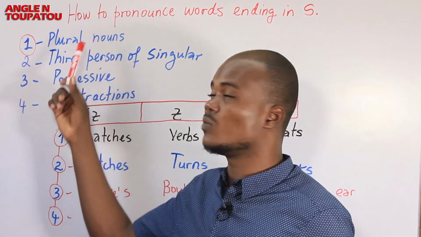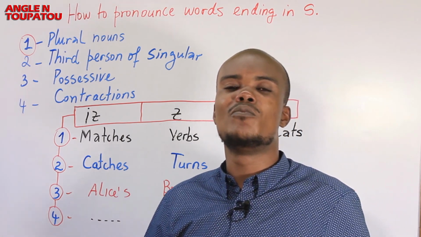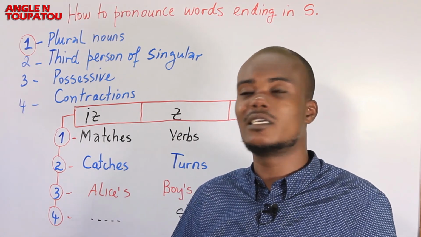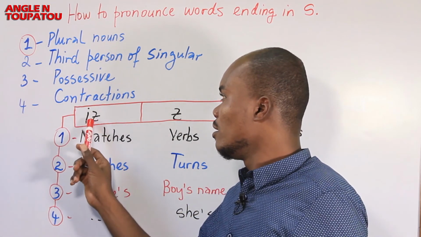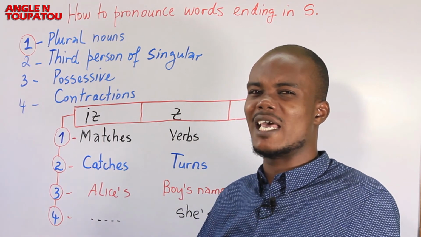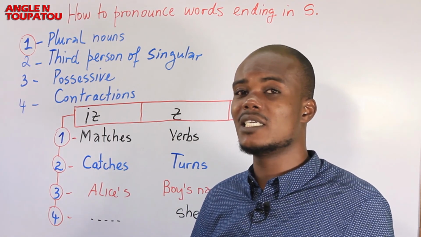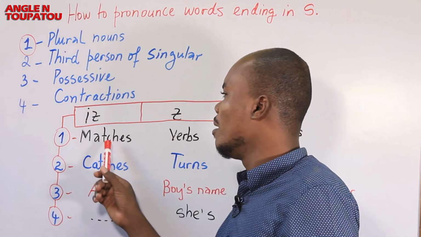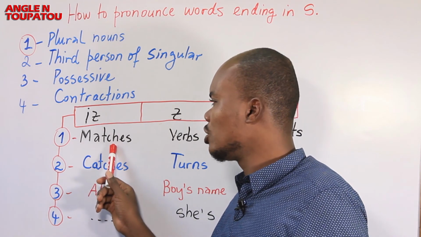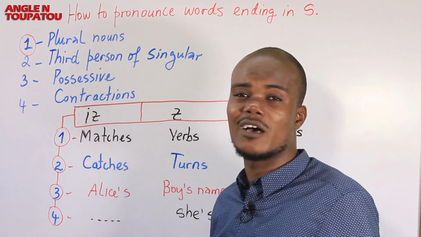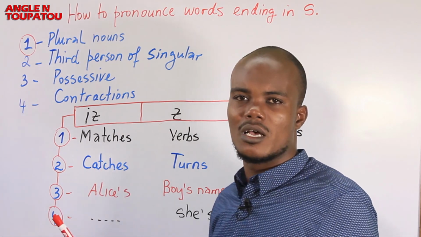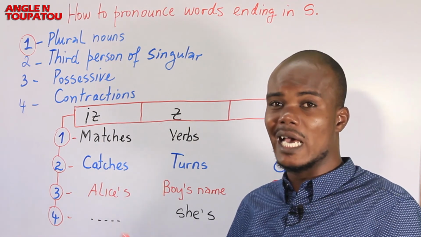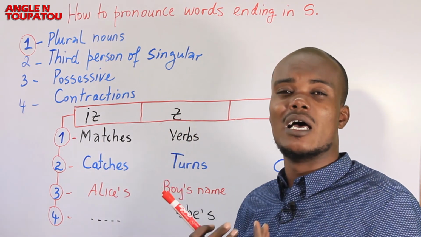Let me try first with plural nouns. No, I'm talking about noun. For example, match. If I say matches, you see it gives the sound is. Matches. Matches.